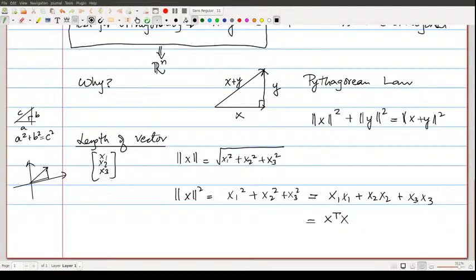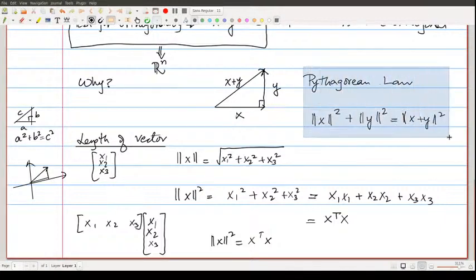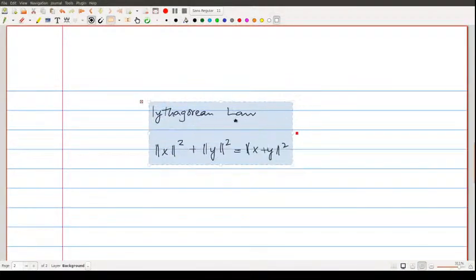And you can see this easily. If I write x1, x2, x3, and if I write the same vector but now in the column form and take the dot product, it's x1 squared plus x2 squared plus x3 squared, right? So the length of a vector is just x transpose x. Okay. So now that we have this notion of the length of a vector, we can take this discussion and extend it.